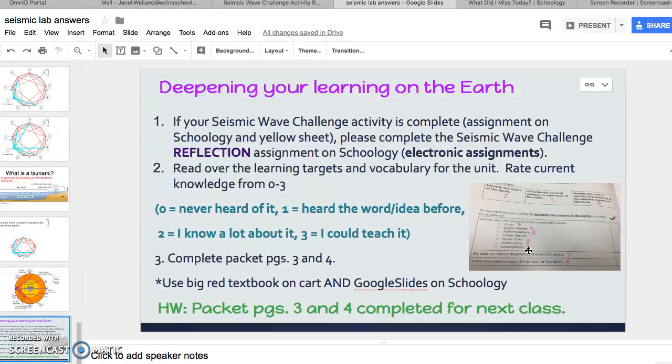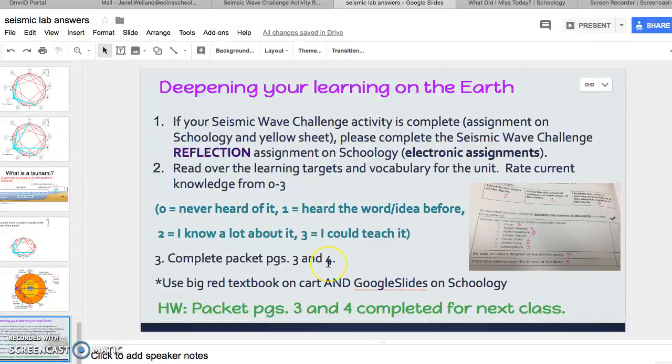Once you're finished with that, please complete packet pages 3 and 4. So to do page 3, you're going to head to the back corner of the room where you see the book cart, and there's some big red textbooks. The thick red ones are the geology textbooks. And on the top of page 3 in the packet, it tells you what pages to read.